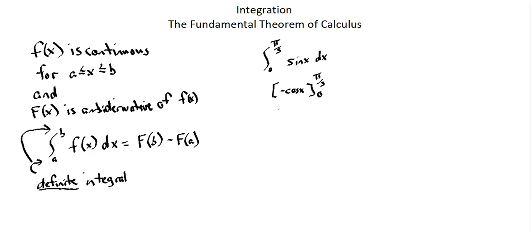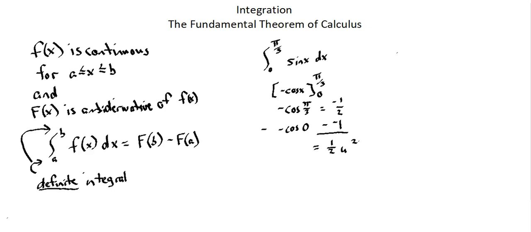At pi over 3, cosine is 1/2, so negative cosine at pi over 3 equals negative 1/2. Subtracting negative cosine at 0, cosine at 0 is 1, negative cosine is negative 1, so this is minus negative 1. Negative 1/2 minus negative 1, or negative 1/2 plus 1, equals 1/2 units squared.